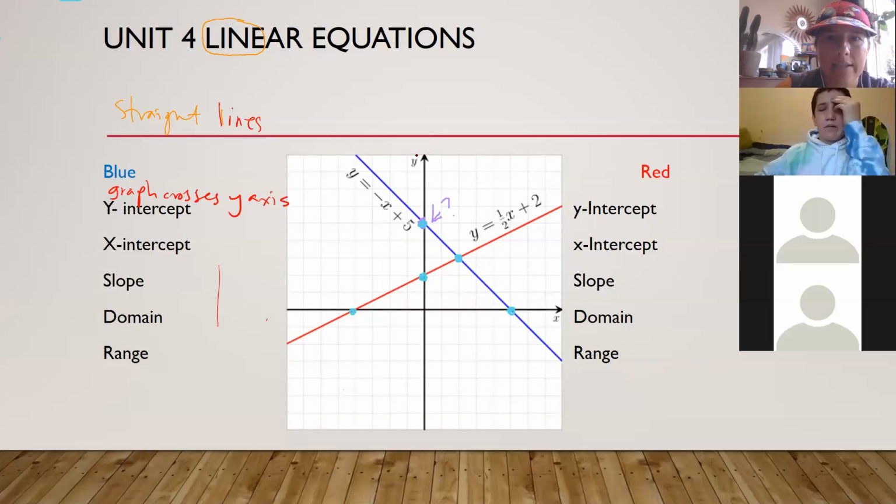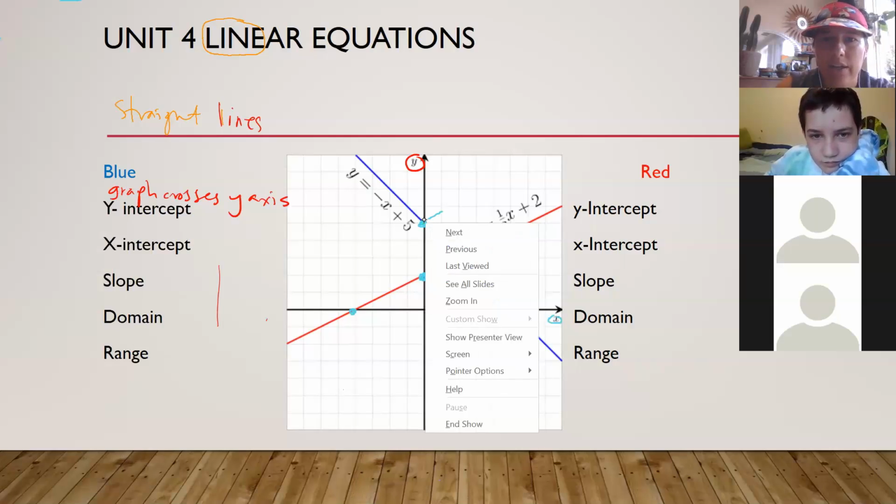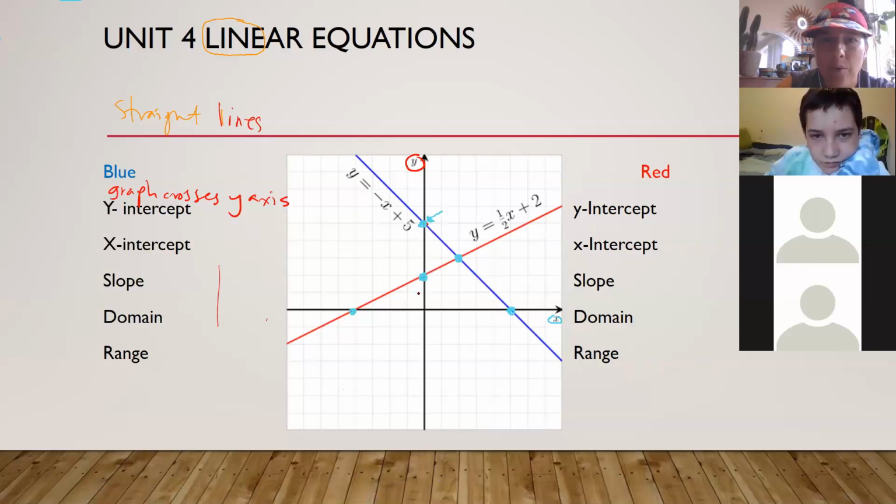Here's your y-axis. So where does our blue cross the y-axis? So Katie marked it right here. Good. It's up how many? 1, 2, 3, 4, 5. It is up 5. We want to write that as a coordinate pair. The coordinate pair for that y-intercept is 0, comma.